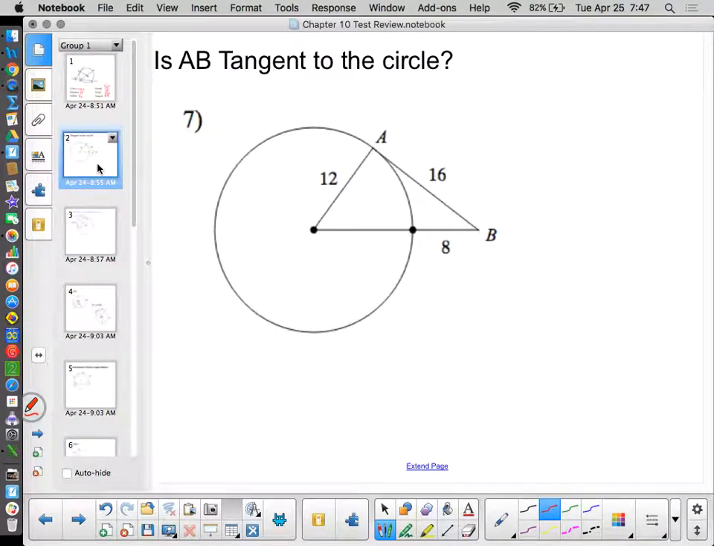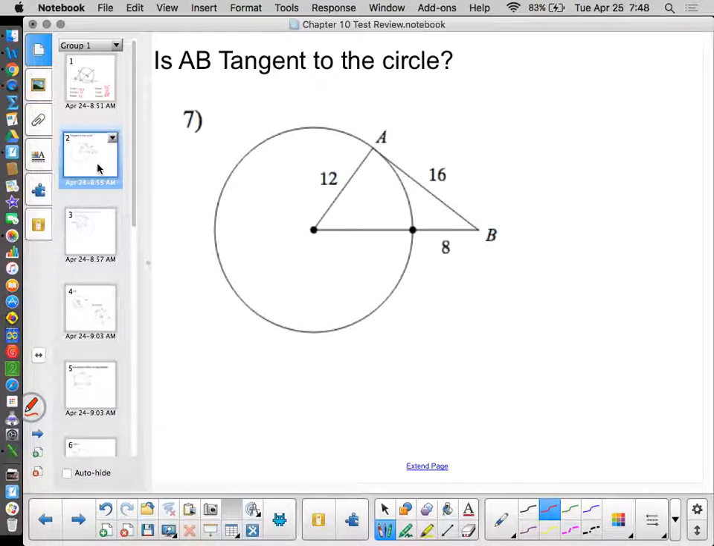Is AB tangent to the circle? Now, this goes back to the beginning of the chapter. What did we learn about a tangent line and a radius? They have to form what kind of an angle? A radius and a tangent line are perpendicular at the point of tangency. They form a right angle. So the way we check that here is by checking to see if this is a right triangle or not. And we have to use the Pythagorean theorem.